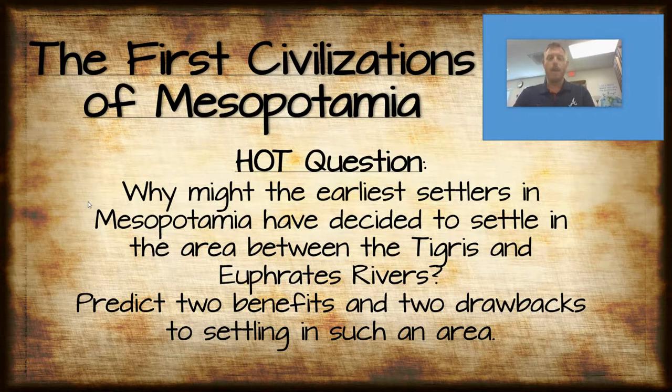The hot question says, why might the earliest settlers in Mesopotamia have decided to settle in the area between the Tigris and Euphrates rivers? And notice it asks for 2 benefits and 2 drawbacks. So another way to think of it, 2 positives of living in such an area and 2 negatives of living in such an area. Make sure you do 2 for each. All right, so pause it, write your hot question answer, and then hit play again.